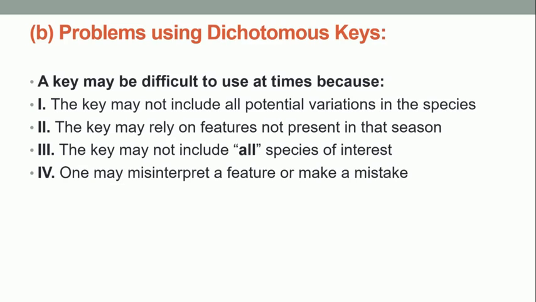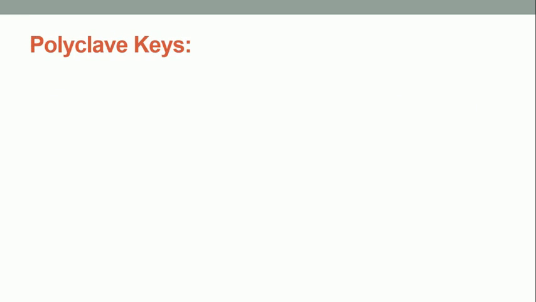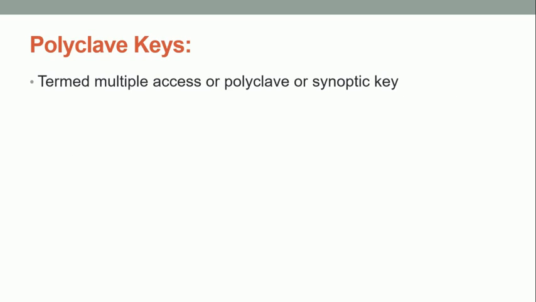So this is all about dichotomous keys. There are different types, merits and demerits. The last part of today's lecture is polyclave keys. Now whatever keys we have studied up to the last, that is the computer key, are examples of the dichotomous key. Then there is a second category, known as the polyclave key. It is also referred to by other names, such as multiple access key or synoptic key.